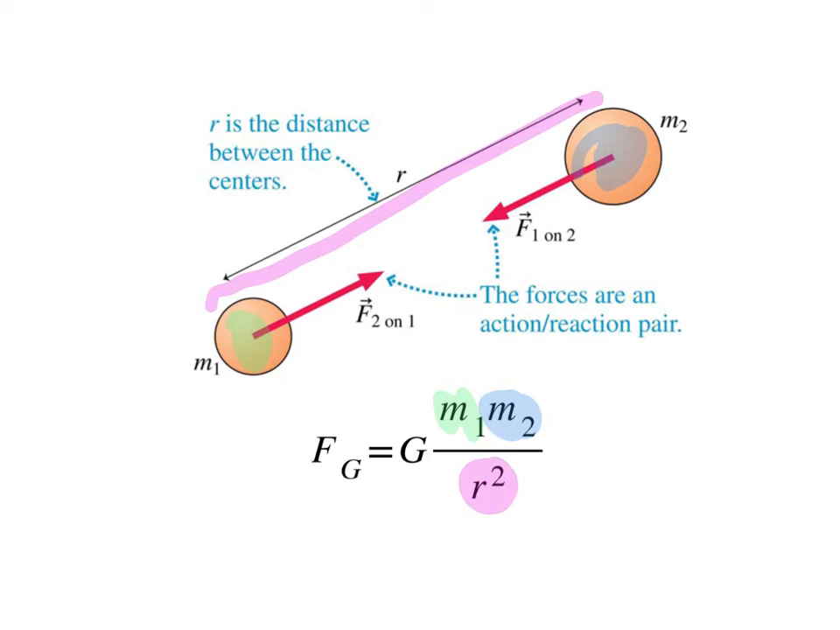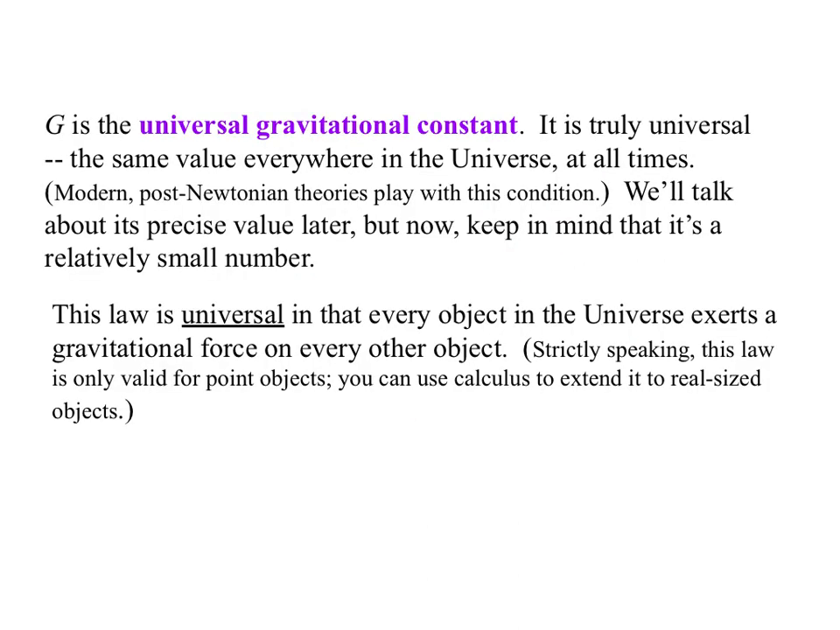All right. You might also have noticed there's this constant out front, big G, called the universal gravitational constant. It is truly universal. It has the same value everywhere in the universe at all times during the universe's history. Post-Newtonian theories of gravity play with this condition, but we're going to take it as true. I'm going to defer talking about its precise value until later, but right now keep in mind that it's a relatively small number. Its purpose there is to convert the things that we have into newtons. We have kilograms times kilograms over meter squared, and we want the result to be newtons. We need some sort of conversion factor that basically tells us how strong gravity is in our universe.